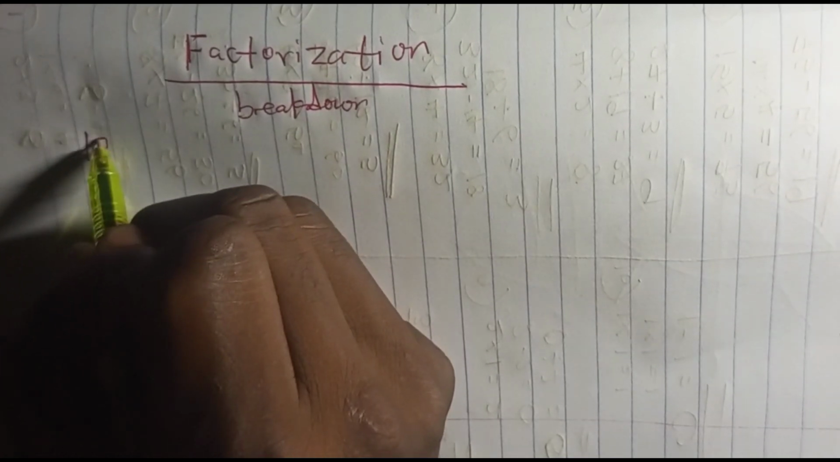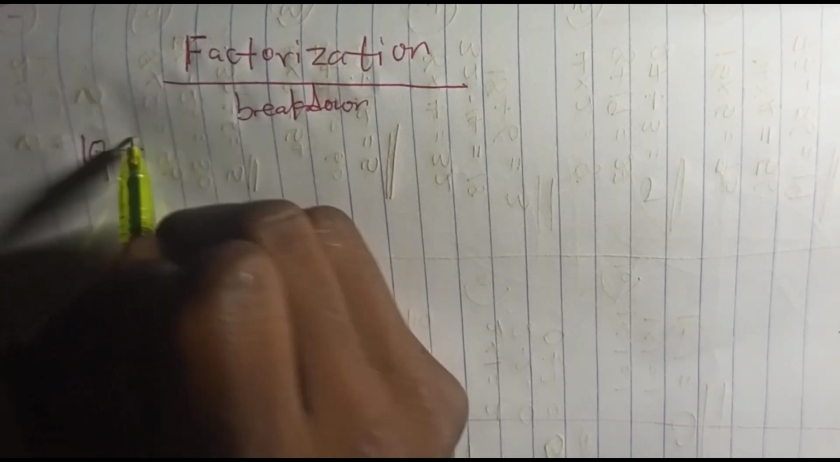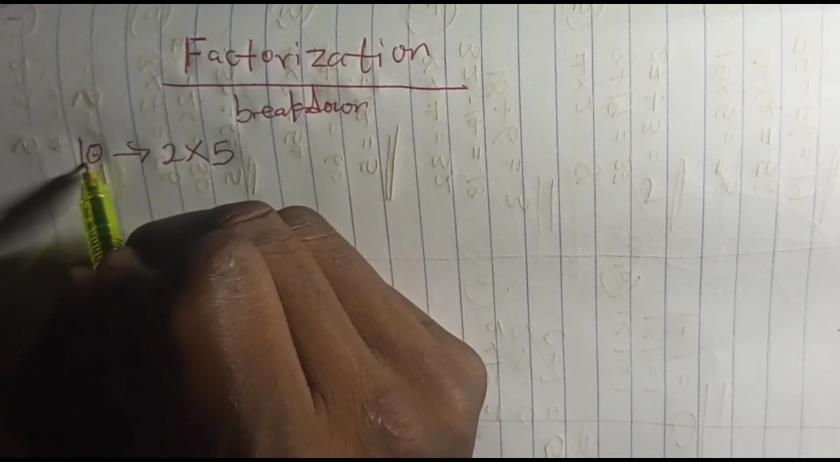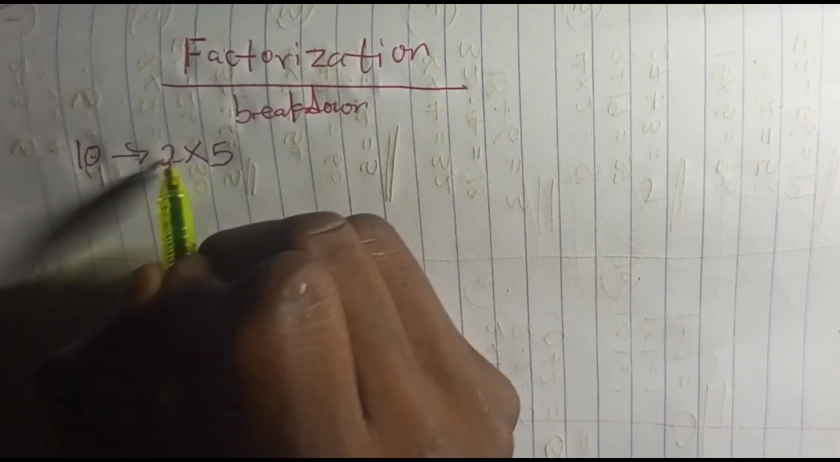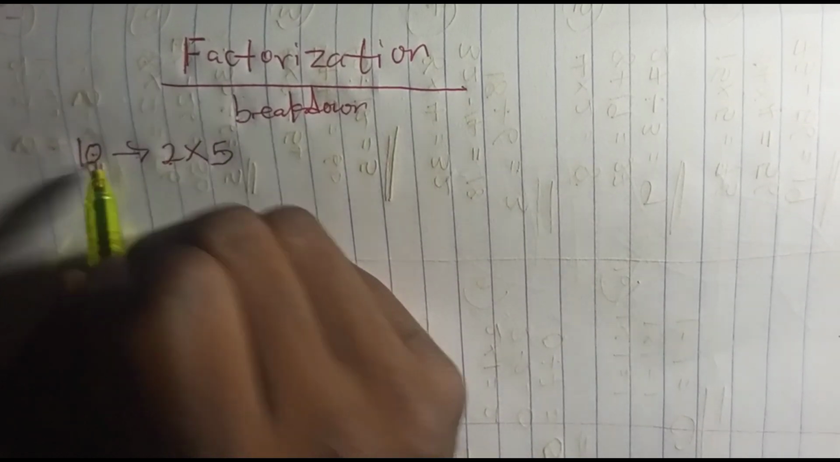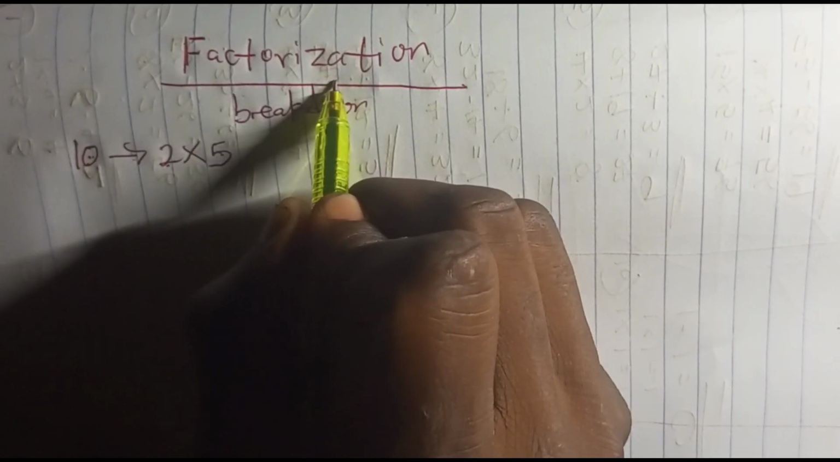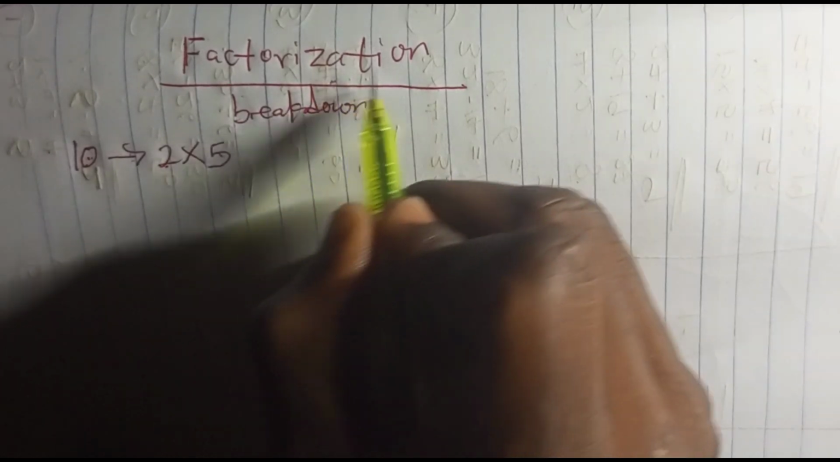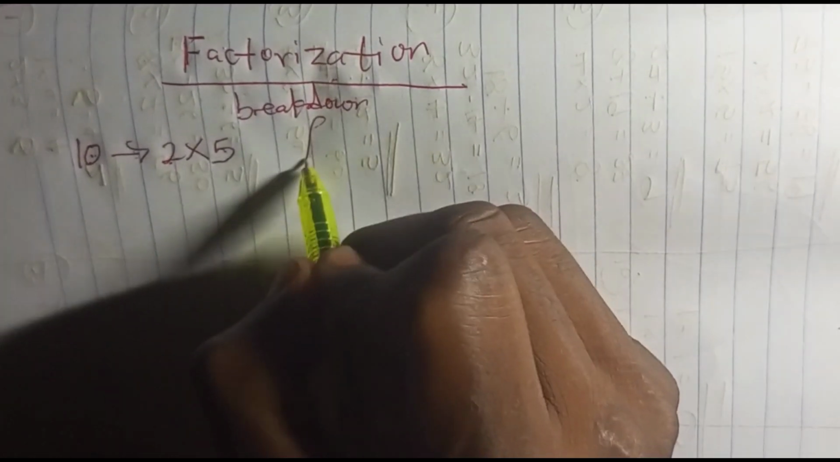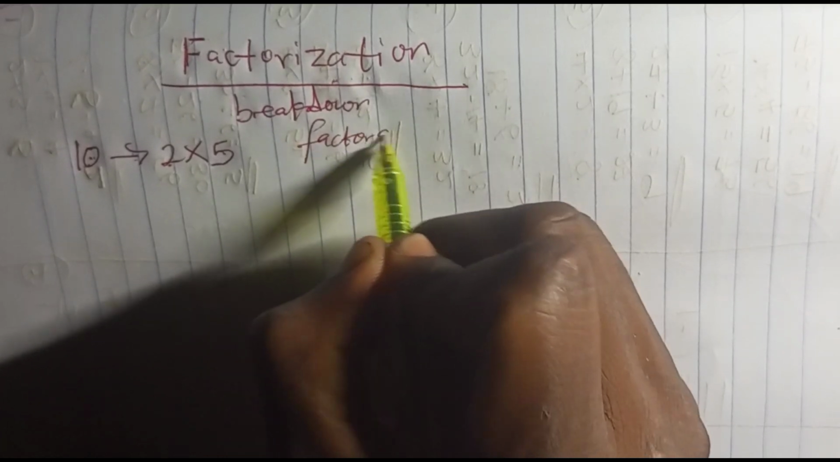So in factorization, when they give you something like 10, 10 is the same thing as saying 2 times 5. Does it make sense? In factorization, it's just like giving you a large number so that you break it down to smaller numbers that when you multiply them, they will still give you the larger number. Do you understand? Such as we've done in 10.